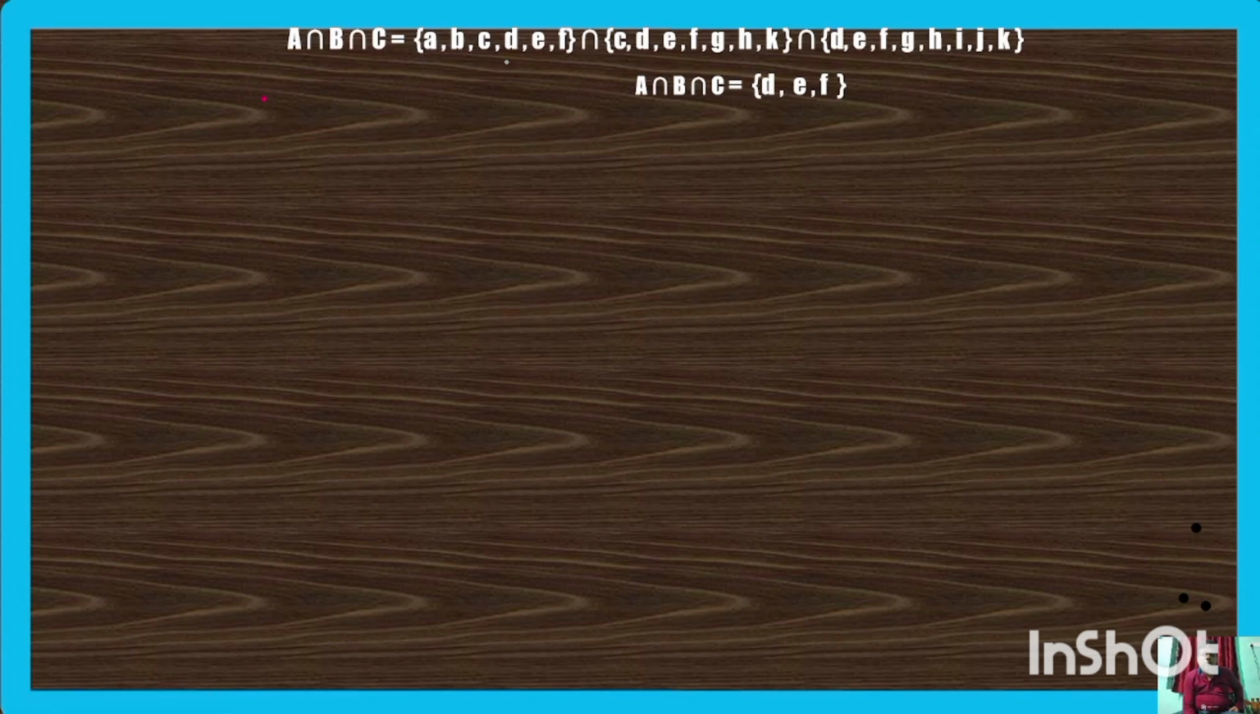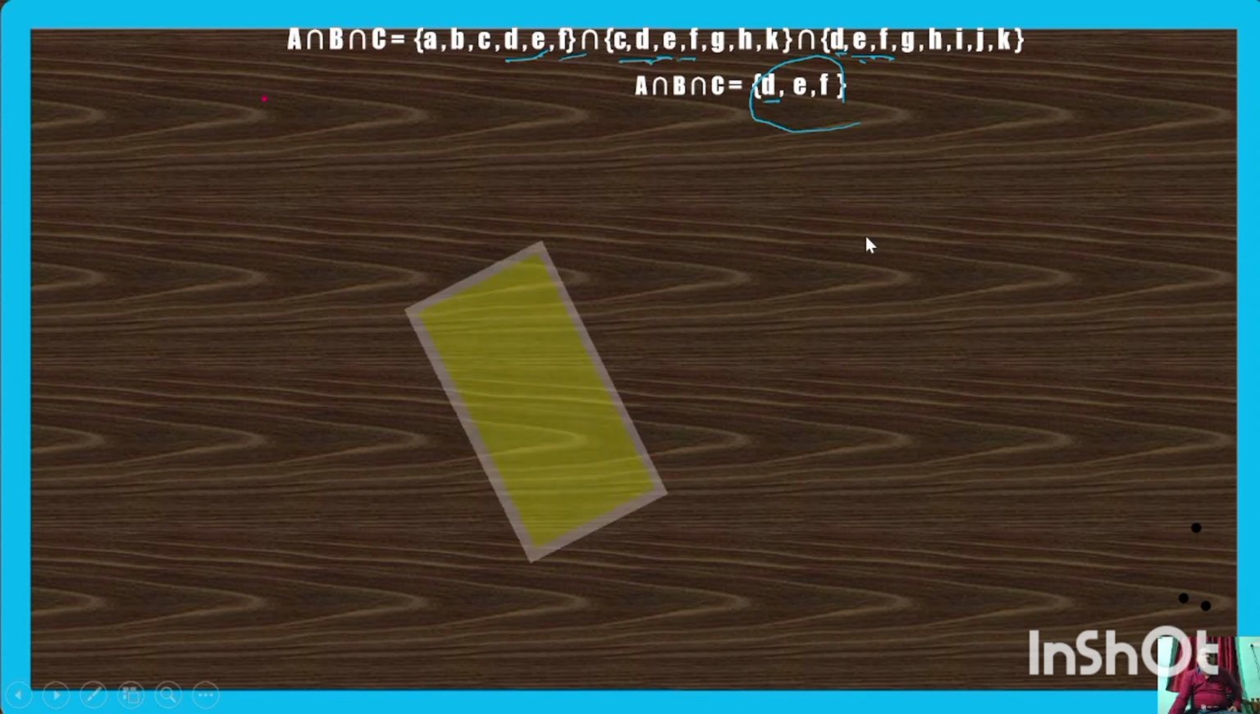Here D is present in the set A. Here also D. Here also D. Look at here, here you have written D. Similarly, you see E is present. E is the common element of all three sets. Similarly, another element is F. Here F is an element of the set A, also the set B, and also the set C. So these are the common elements present in all three sets A, B, C, which has been taken as A intersection B intersection C.